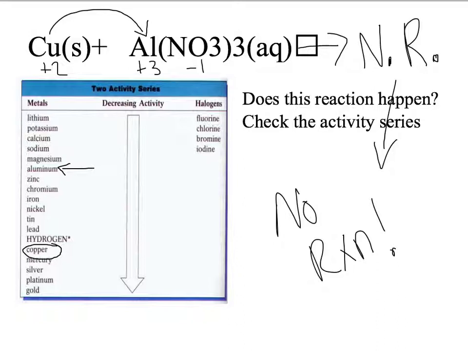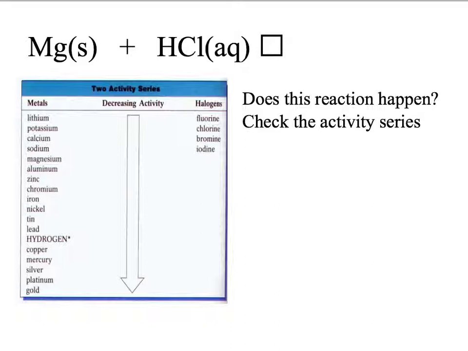All you have to do is use the activity series. Let's try it again. Magnesium plus hydrochloric acid. Remember, magnesium is +2 based on your periodic table. This is +1. This is -1 based on the periodic table. So our positives are going to exchange. So magnesium would replace hydrogen. Let's look at the activity series. Here's magnesium. It's way higher than hydrogen. So guess what? This reaction happens.